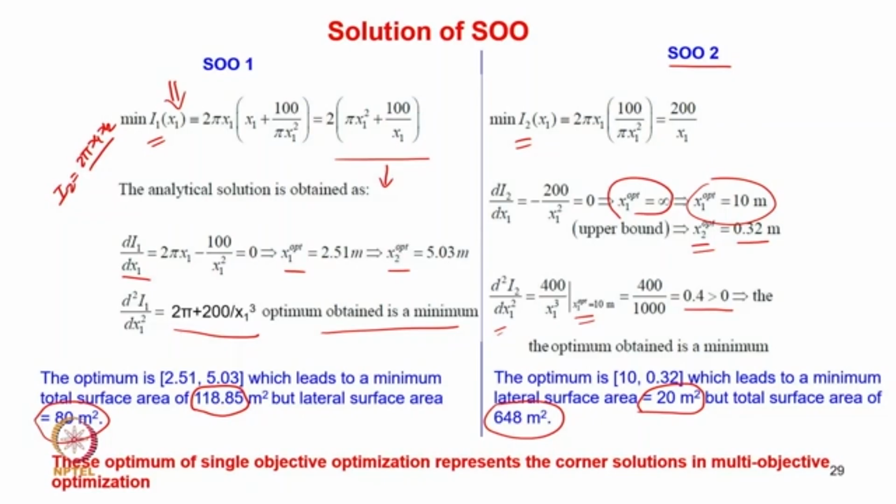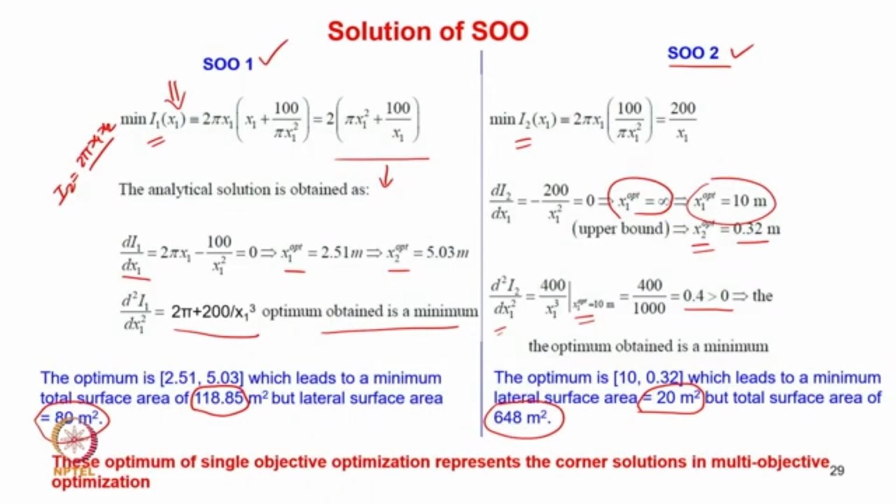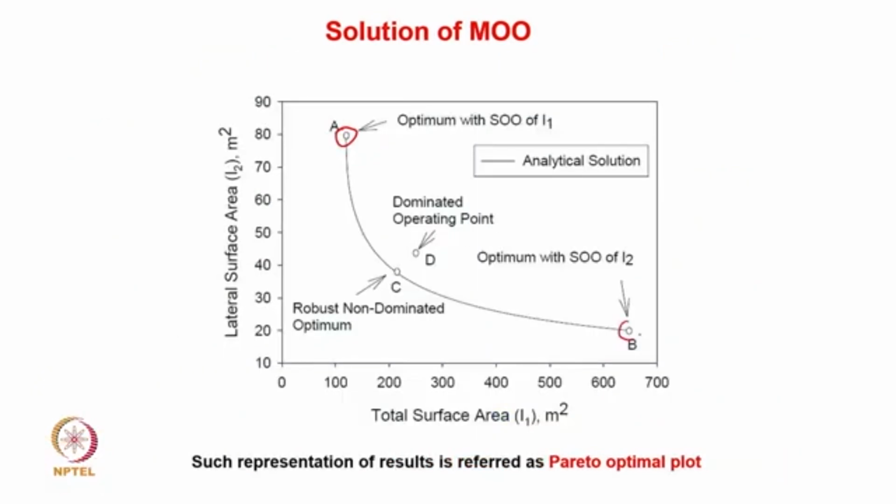Now these are with respect to individual optimization, but let's say both these single objective optimizations, this one and this, both I am solving simultaneously. In that case, I am going to get a Pareto optimal front, where this first corner point A is nothing but this, and the second corner point is nothing but this point B. So you can see that whenever we are solving a single objective optimization problem, we only get the corner solutions. We don't get the in-between points.